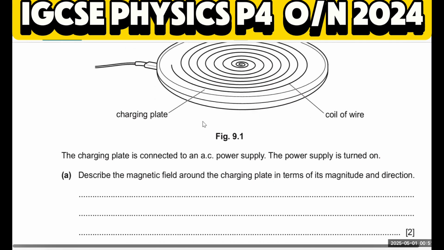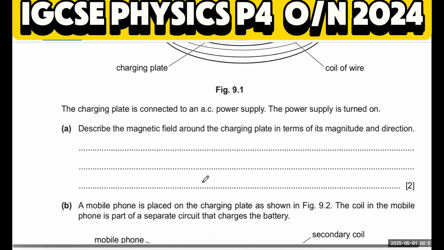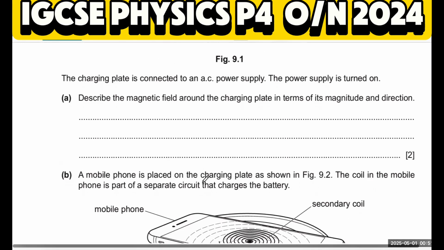So the charging plate is connected with an AC power supply. Why is it AC? Because it should be alternating current. The magnetic field should be changing. If we use DC, it will not work. So the power supply is turned on. Describe the magnetic field around the charging plate in terms of its magnitude and direction.